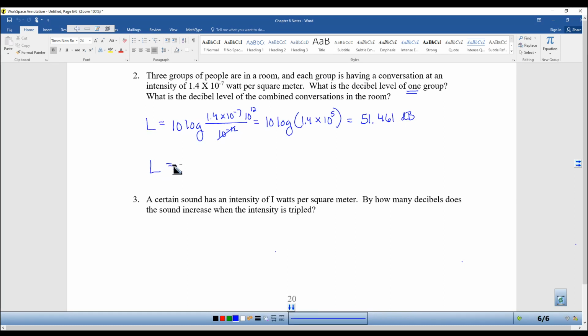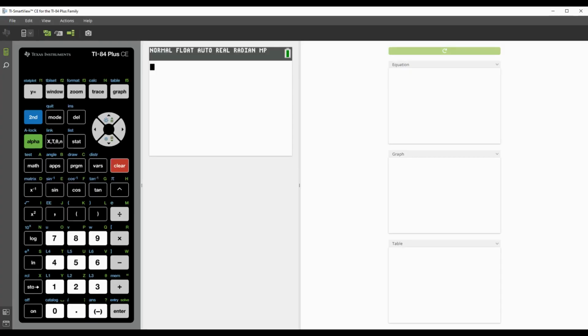So let's actually figure it out. 10 log of 3 times 1.4 times 10 to the negative 7th, all over 10 to the negative 12. So that's where you're going to put that 3, right in there. It's 3 times the intensity. So let's practice typing that into our calculator.